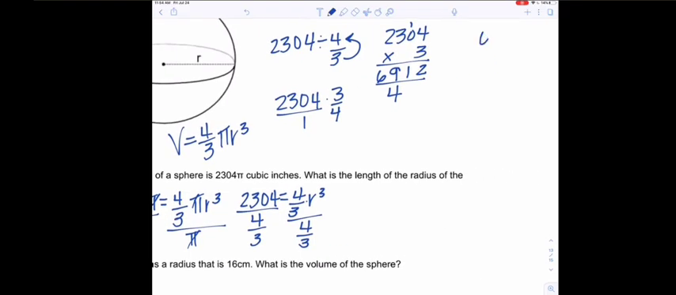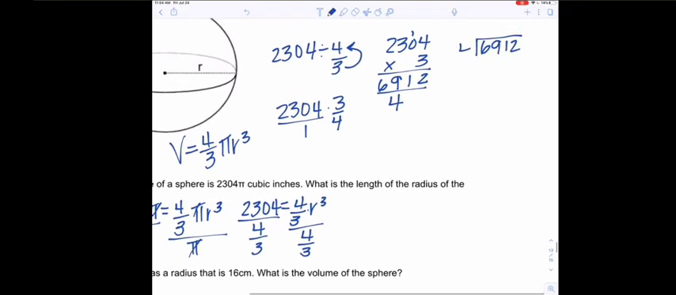So let me give myself some space. Let me do 6912 divided by 4. Okay, so 4 goes into 6 one time. 4 times 1 is 4. 6 minus 4 is 2. Bring down the 9. 4 goes into 29. Well, 4 times 7 is 28. So 29 minus 28 is 1.